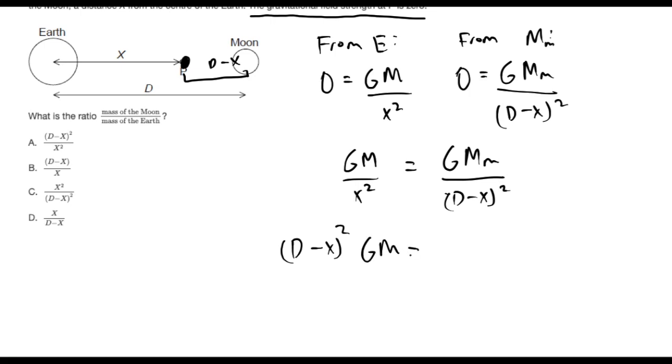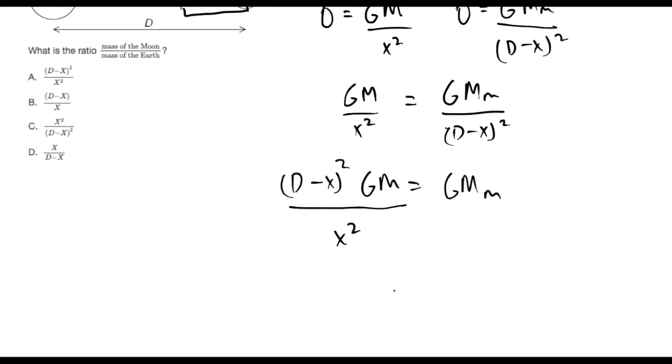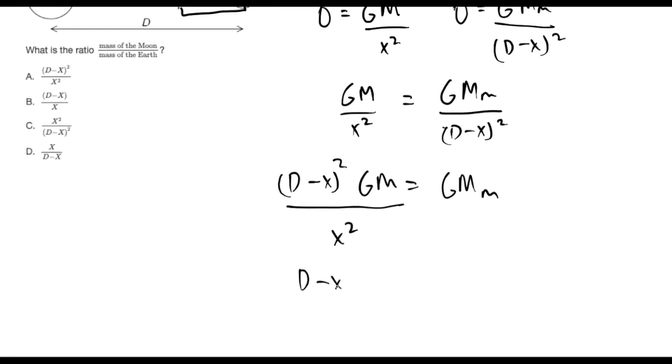GM is equal to x squared. Actually no, we don't need to move x squared. G m_m, because we cross multiplied and x squared is still at the bottom. Now we need to bring this GM to the other side, so we simply divide it. So we get d minus x whole squared over x squared is equal to G m_m over GM.